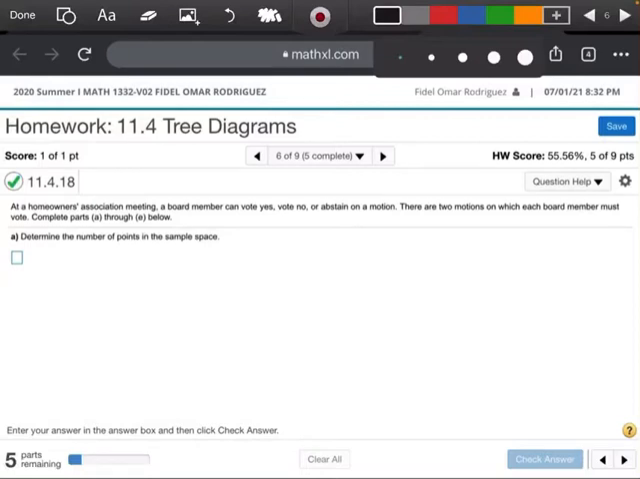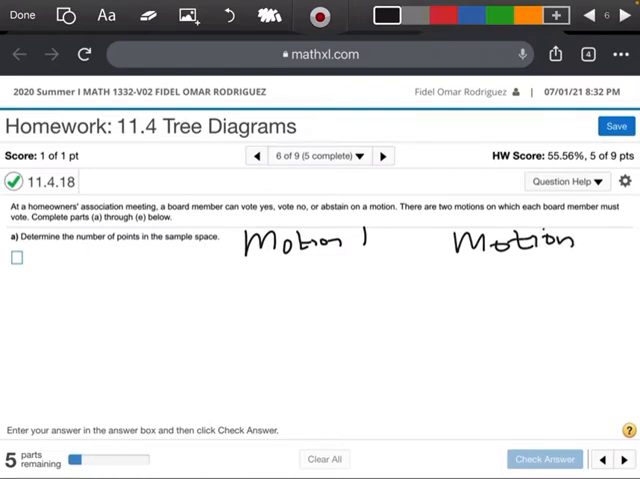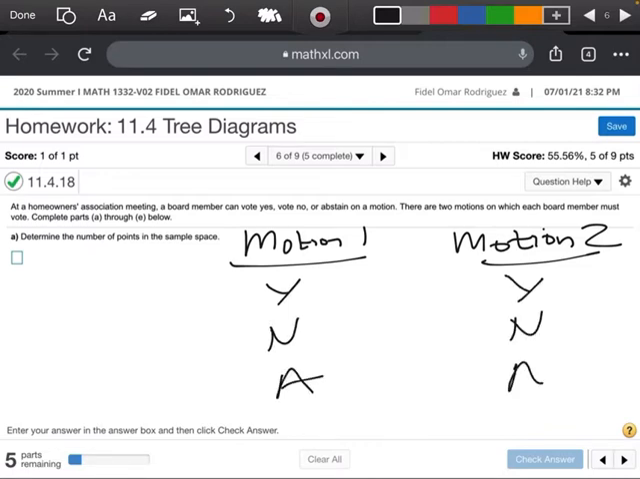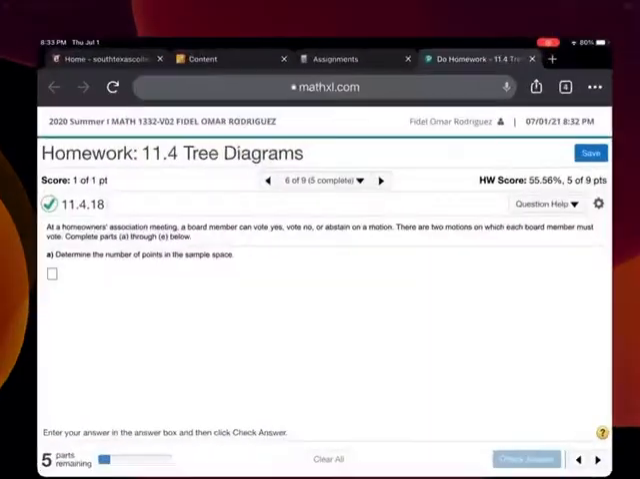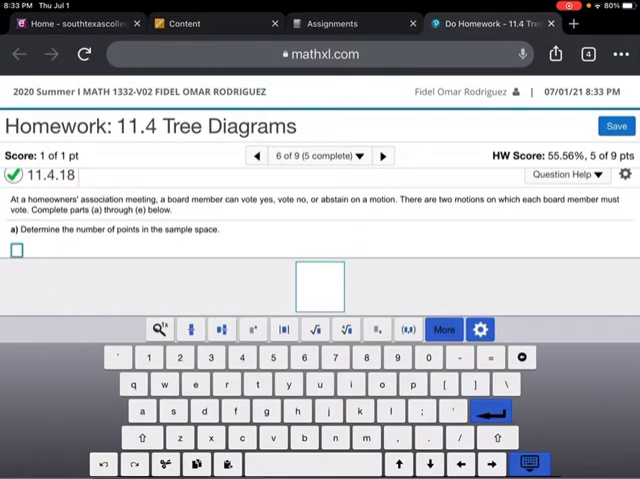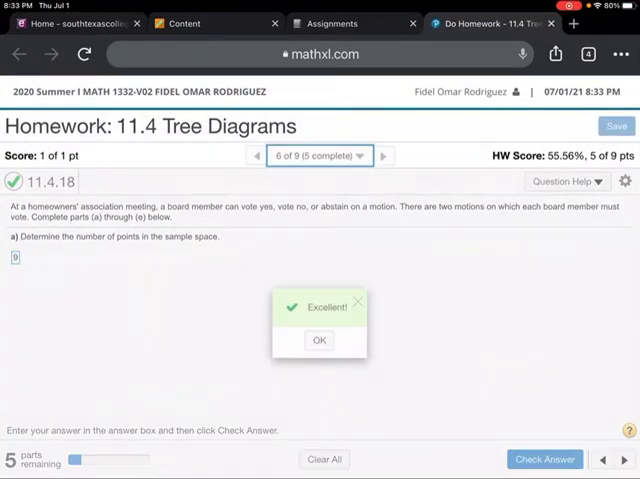Okay, so remember, we have 2 motions. So how about we call it motion 1 and motion 2, okay? So remember, we can either vote yes, we can vote no, or we can abstain. So we have 3 choices here and 3 choices here. So we're going to multiply those together, and that's going to give me 9. So I'm going to choose 9 for my answer for part A. So I'm going to come back over here, and I'm going to enter in my number 9, and we got it, right?